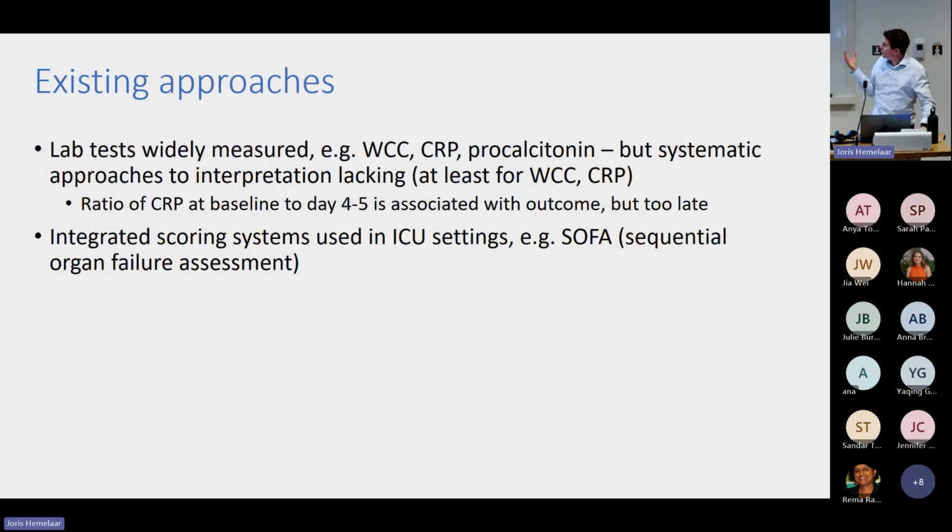So for example, CRP, which is often measured, we probably spend hundreds of thousands of pounds measuring each year in the NHS, if not millions of pounds. We know that if we measure it 4 to 5 days later, if it's still high, it's associated with a worse outcome, but that's not really very helpful if you are trying to make a decision about what to do today, tomorrow, the next day, when someone's first admitted into hospital. There are then scoring systems that are used in intensive care settings, like the SOFA score, but there isn't really a systematic use of these inflammatory markers.